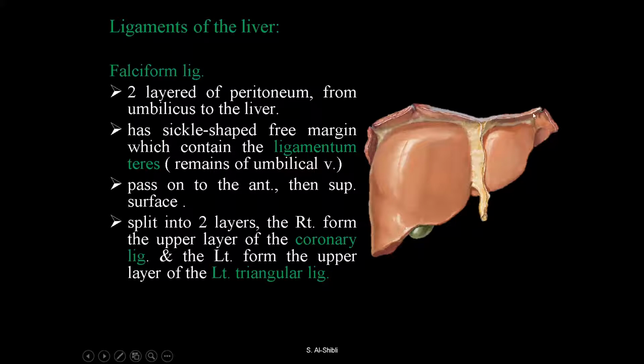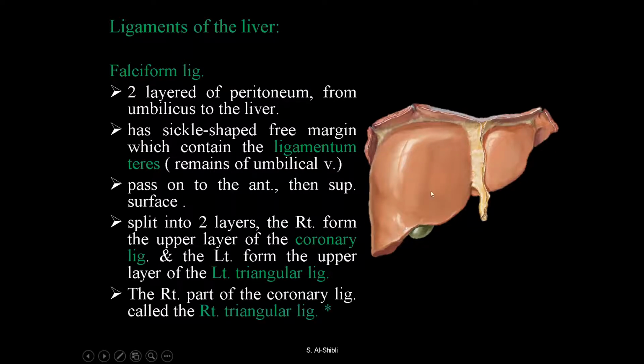And the left forms the upper layer for another ligament. We call it the left triangular ligament. Okay. Here, sometimes we call it the right triangular ligament.